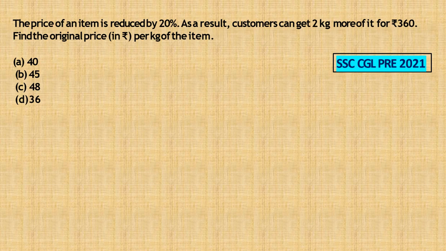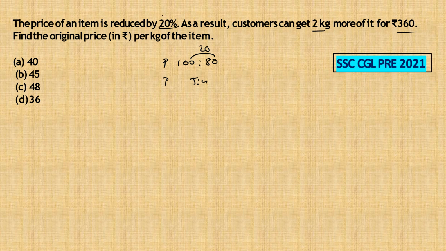The price of an item is reduced by 20%. As a result, a customer can get 2 kg more of it for 360 rupees. Find the original price per kg of the item. The price was reduced, that means before it was 100, now it is 80, that means reduced by 20%. What's the ratio? 5:4.